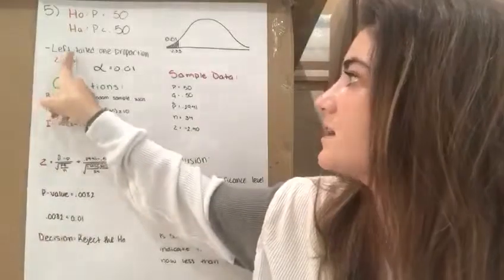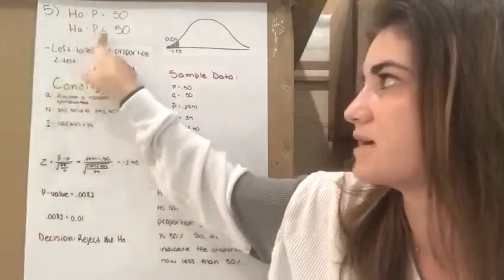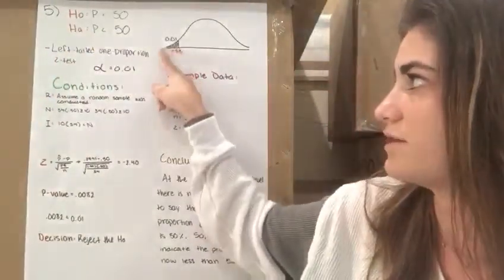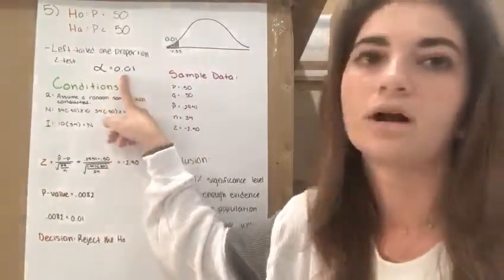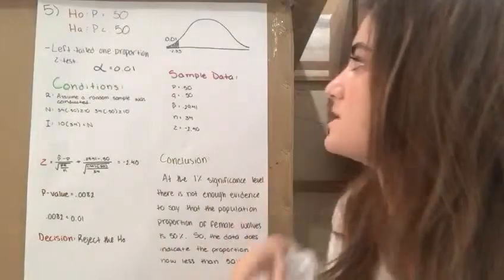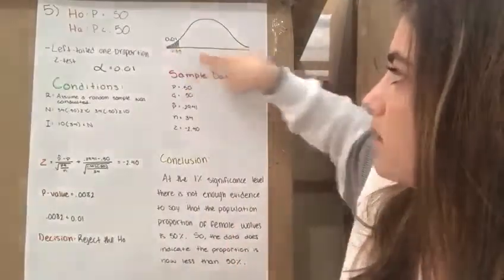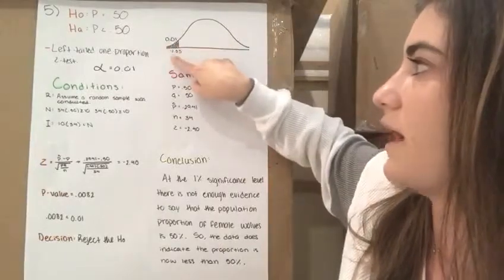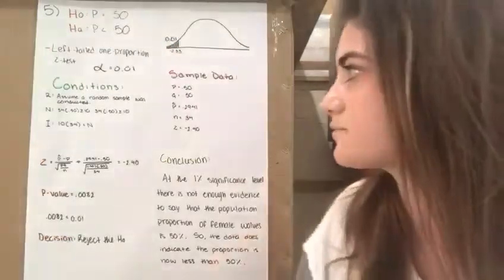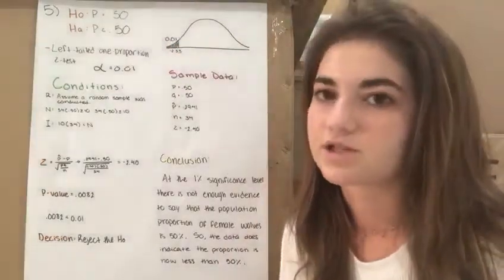Then it's a left-tailed one proportion z-test because it's less than. The alpha is 0.01 because it says to use alpha equals 0.01. So on the graph, you would shade in the left, and it's 0.01, and the critical value is negative 2.33. Then you have to look for the conditions.